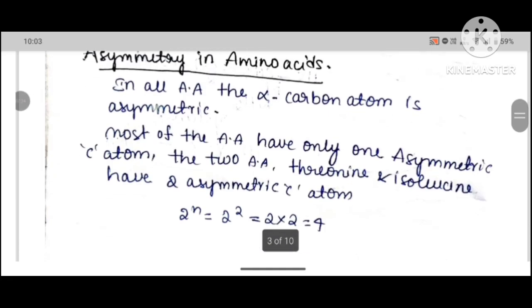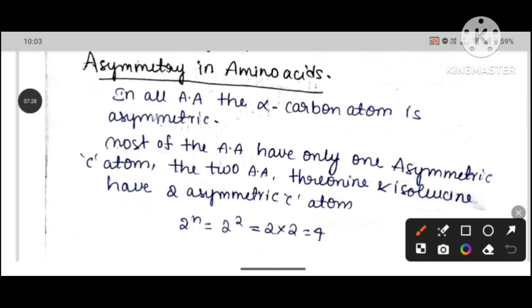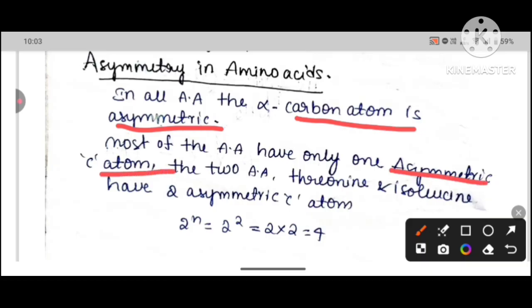Let's understand the asymmetry in amino acids. So, mostly in all amino acids, the alpha carbon is asymmetric. Here, asymmetric carbons are the carbon atoms which are surrounded by four different atoms. Mostly the amino acids have only one asymmetric carbon atom, except threonine and isoleucine, which have two asymmetric carbon atoms. So, they could form four isomers.